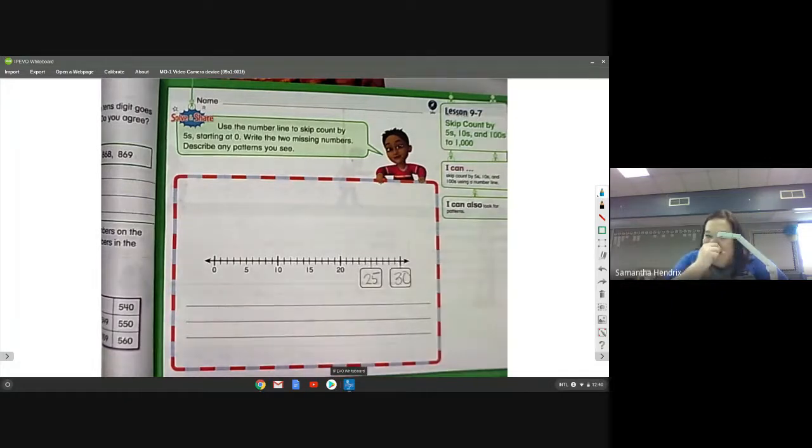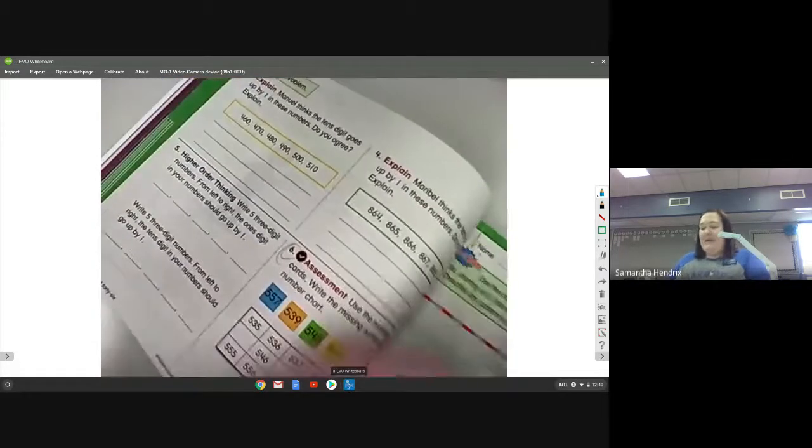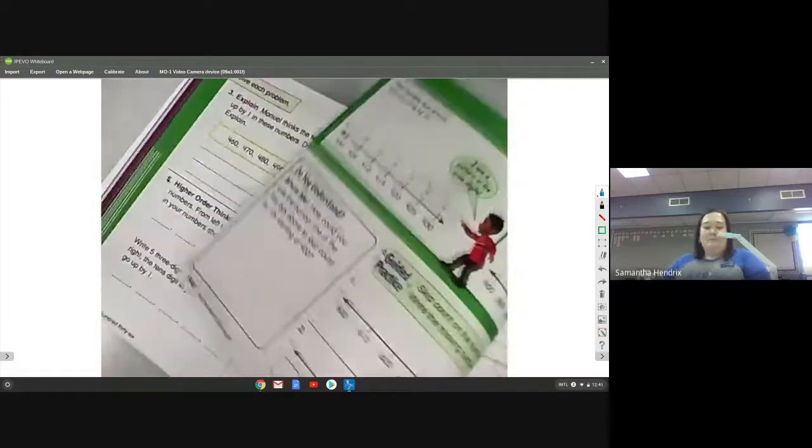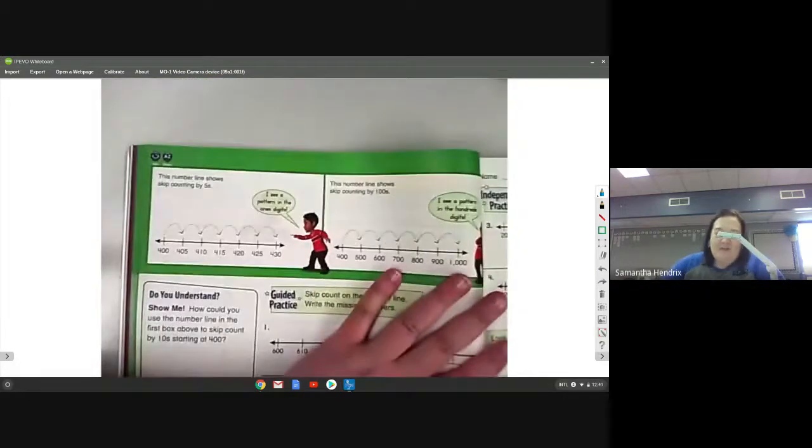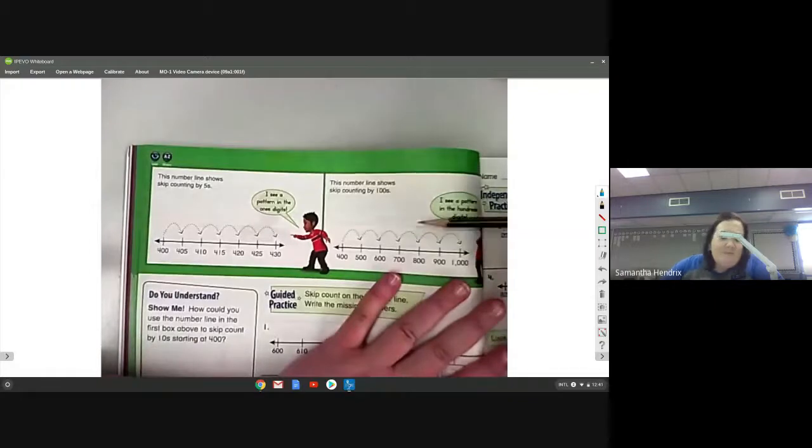Okay. So what patterns do we notice? We have a 0, 5, then it ends on a 0, the ones digit, 0, 5, 0, 5, 0, 5, 0. Okay. Look at the back page. I didn't show you the video today, so let's just look at this, okay?